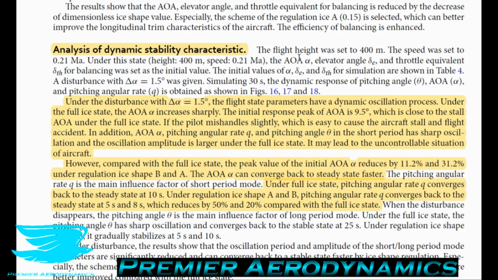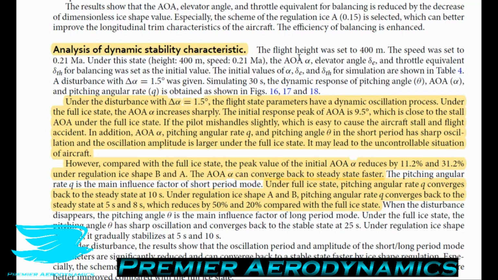So you not only want to avoid the aircraft becoming completely unstable, you also want it to get back to the steady state that it was in initially, faster. So under full ice state, the pitching angular rate, Q, which is how quickly this thing is going to rotate back, converges back to steady state at 10 seconds. Under ice shapes A and B, the pitching angular rate Q converges back to the steady state at 5 seconds and 8 seconds, which is a reduction of 50% and 20% compared to the full ice state.